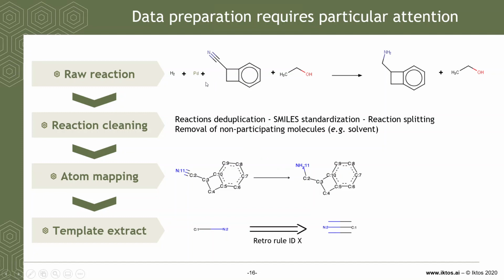So let's say you have this kind of reaction, which is a nitrile reduction. Sometimes you can see that you have hydrogen, palladium, ethanol. Sometimes the solvent is present in the reagent part of this reaction. Sometimes it's in the product. Sometimes, as you can see in this example, in reagent and product. So we can have sometimes very dirty reactions, and so you have to clean that, because if you perform the atom mapping directly on the raw reaction, you may end up with a lot of mistakes.